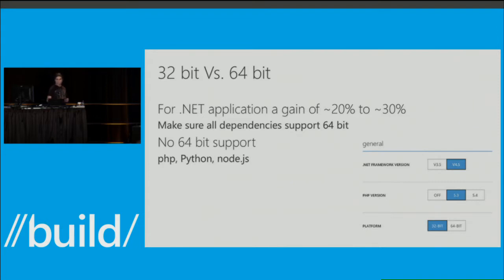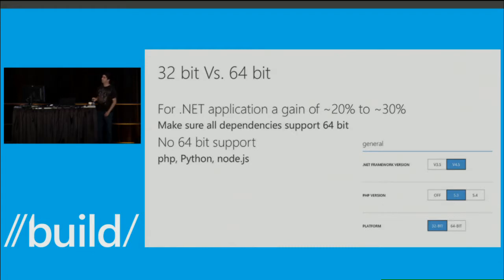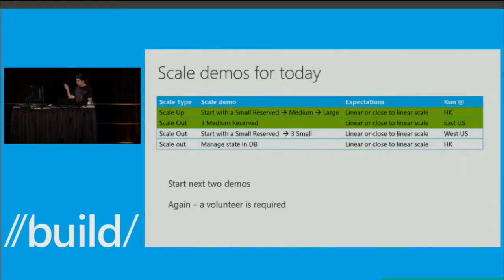Those are applicable today only for .NET applications. From the testing that I've done, you can get about 20 to 30% gain. What you need to make sure is that all your dependencies that you're deploying and installing with your application actually support 64 bits. If not, then your application will probably fail to load. There's currently no 64-bit support for PHP, Python, or Node, and we are working on that, and you'll see it in the near future. So we've seen the scale.